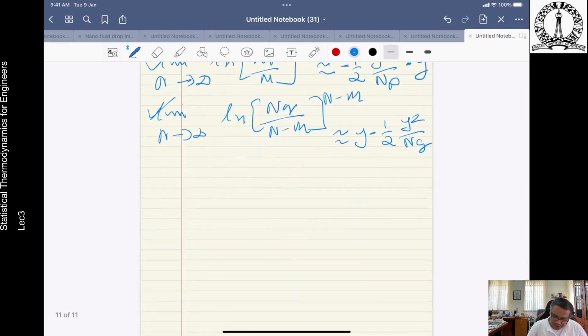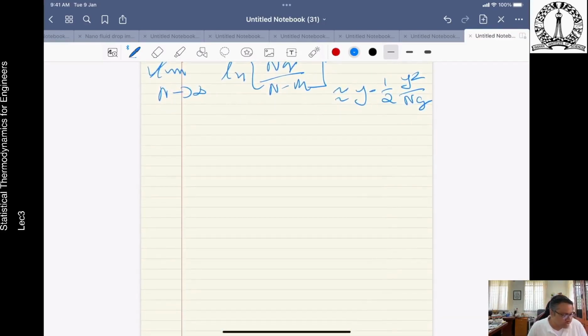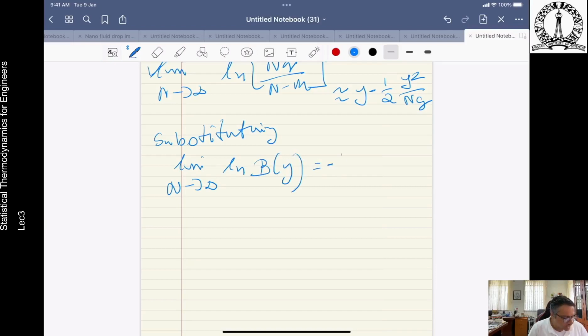into the parent equation that we already narrated, that is the binomial equation in the logarithmic form. Okay, so substituting, we get the limit n goes to infinity ln dy is equal to minus half ln 2 pi npq minus y squared by 2n, 1 by p plus 1 by q.